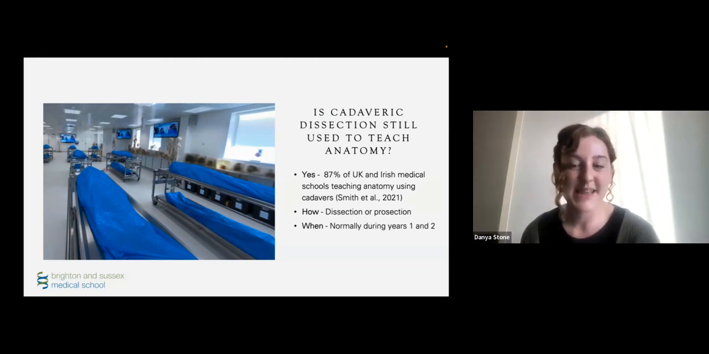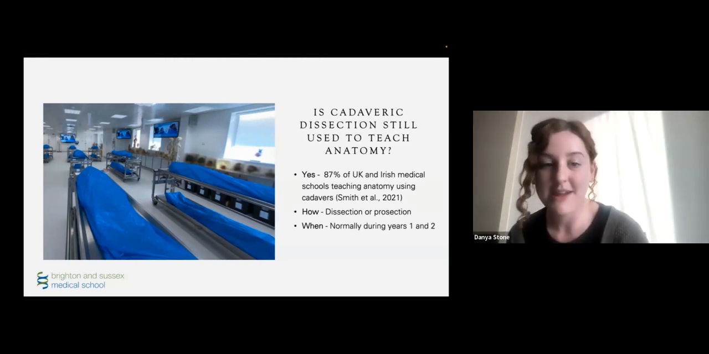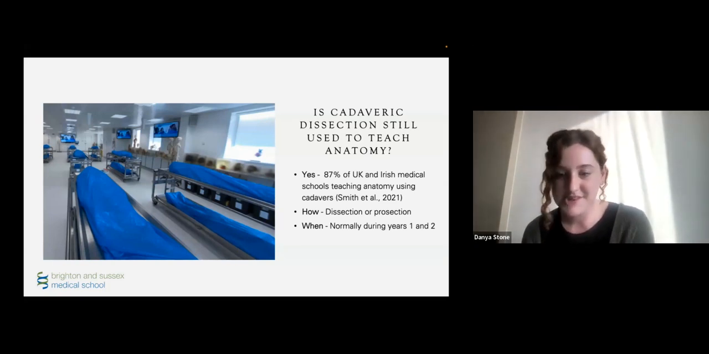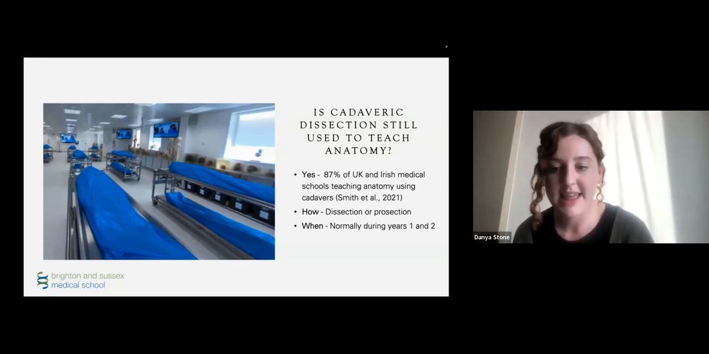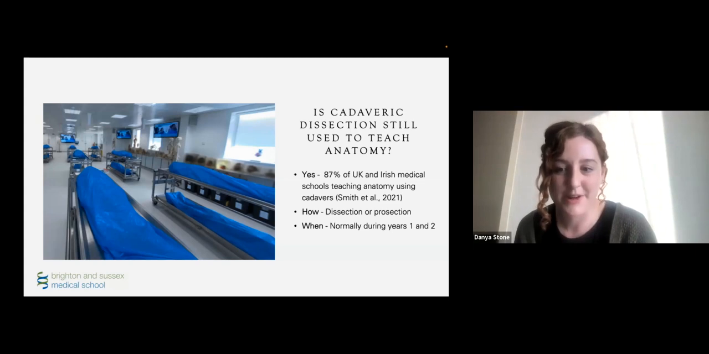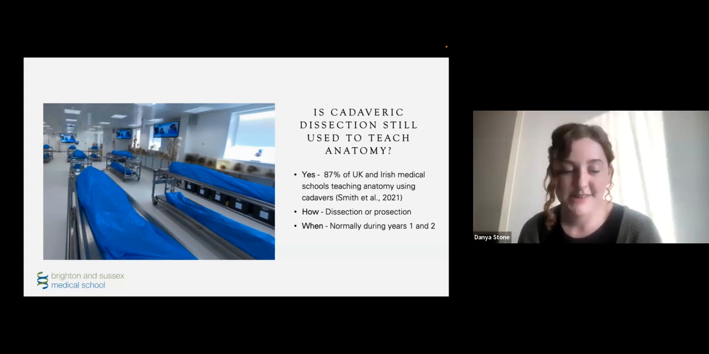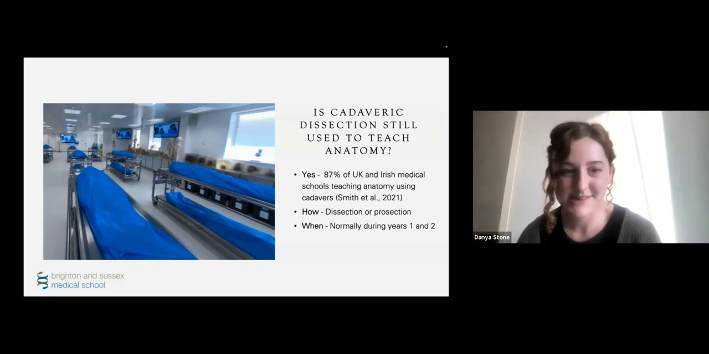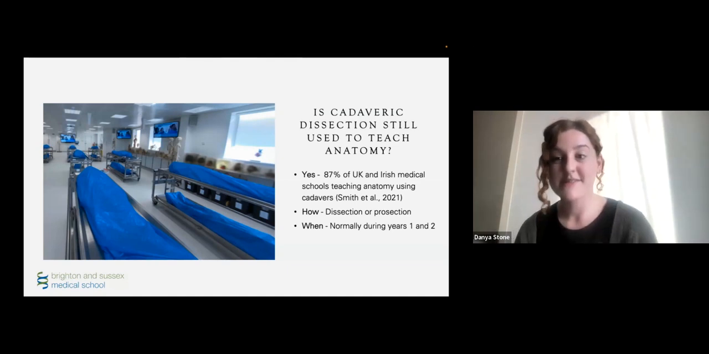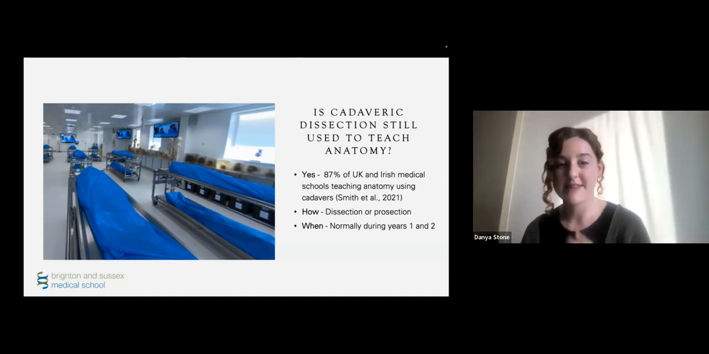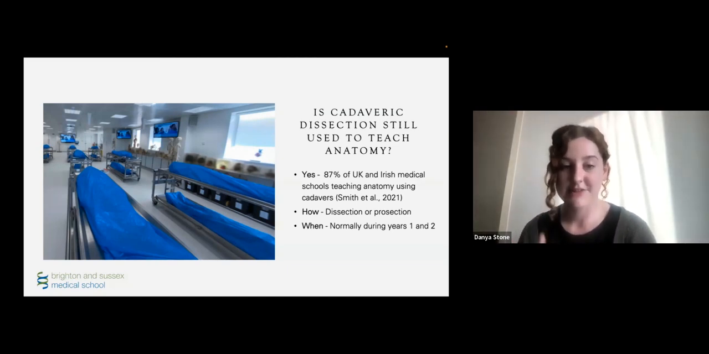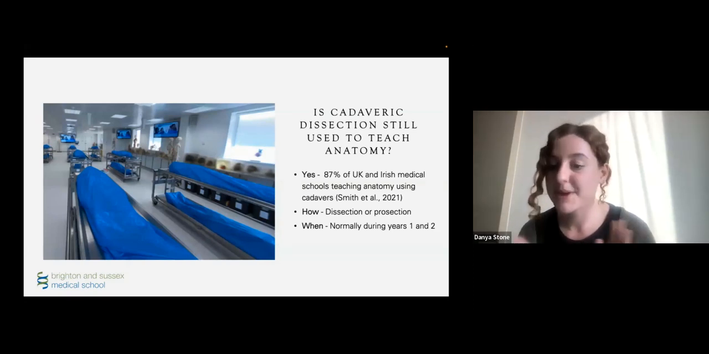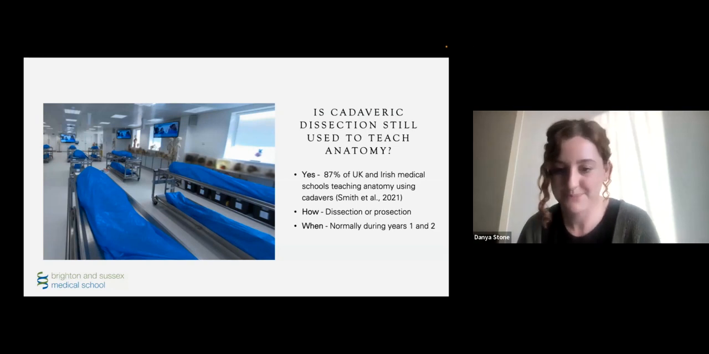And when does this normally take place? Another thing just to be aware of is normally you're introduced to this kind of learning very early on in year one. And it tends to last throughout the preclinical years of the medicine course, so years 1 and 2 in most institutions. In some institutions, they have a spiral curriculum, so you'll revisit the anatomy during years 3, 4, and 5 as well. But almost always the bulk of the anatomy teaching is in years 1 and 2.